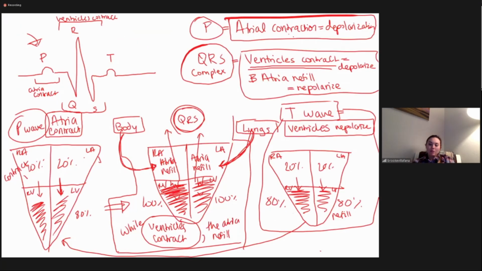I would say that this picture here is probably pretty helpful, showing you how the P wave has the atria contracting the last 20%, and then how the QRS has the ventricles contracting and the atria refilling, and then the ventricles refilling in the T wave portion.